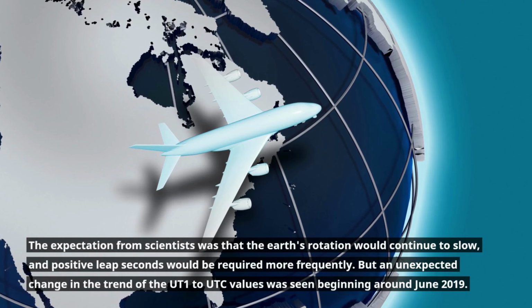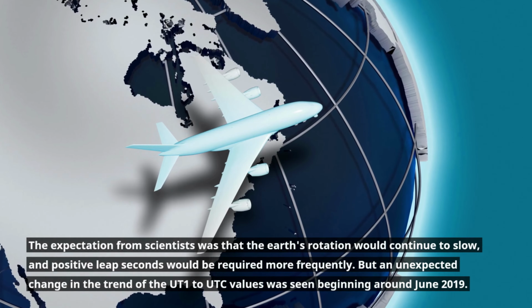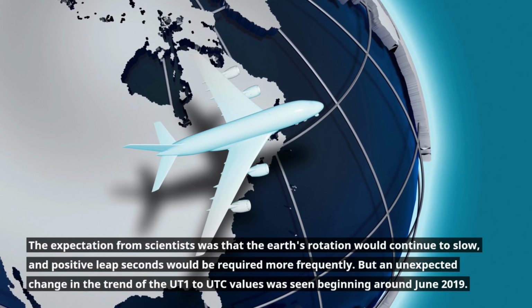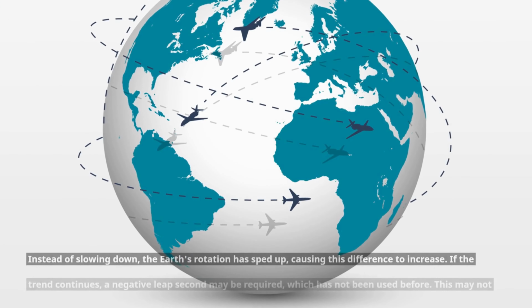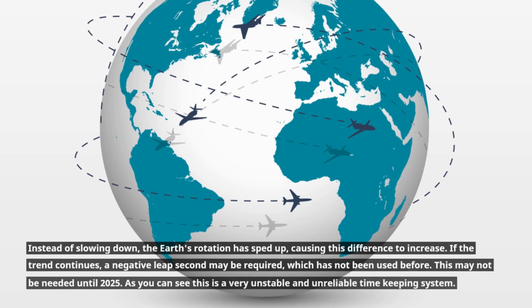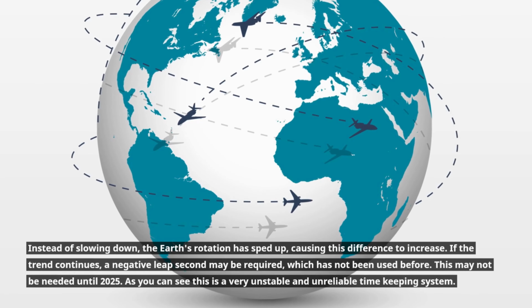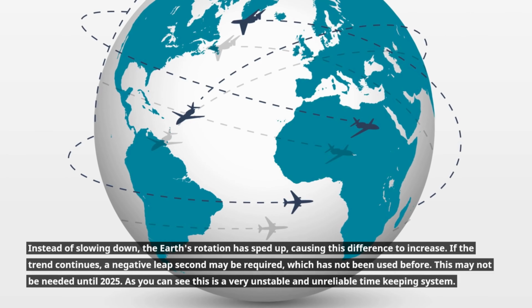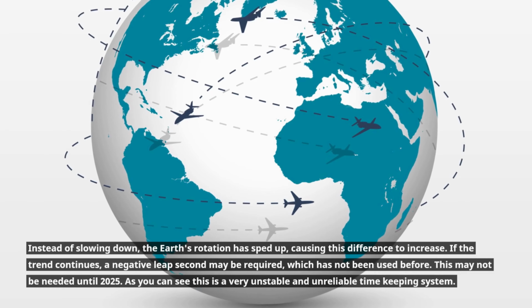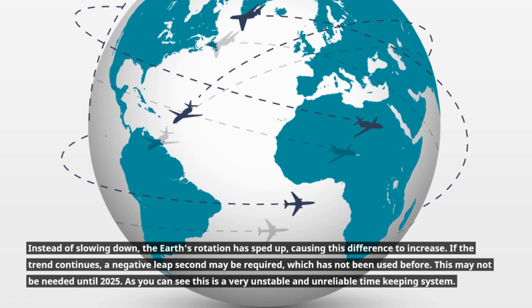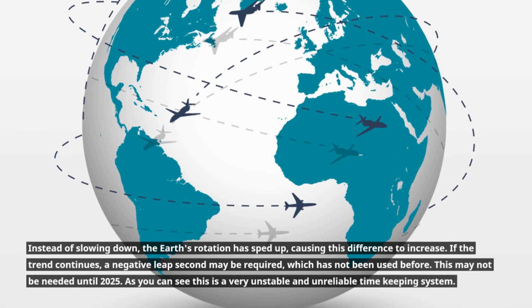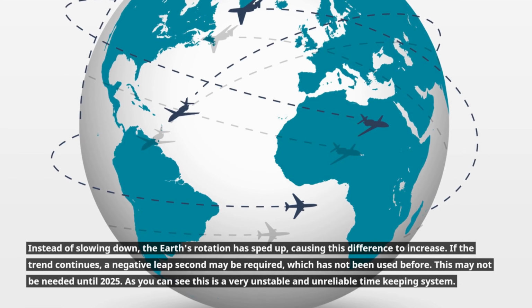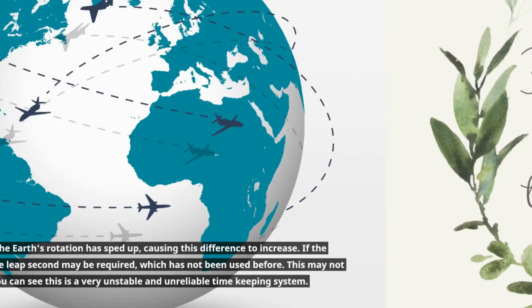But an unexpected change in the trend of the UT1 to UTC values was seen beginning around June 2019. Instead of slowing down, the Earth's rotation has sped up, causing this difference to increase. If the trend continues, a negative leap second may be required, which has not been used before. This may not be needed until 2025. As you can see, this is a very unstable and unreliable timekeeping system.